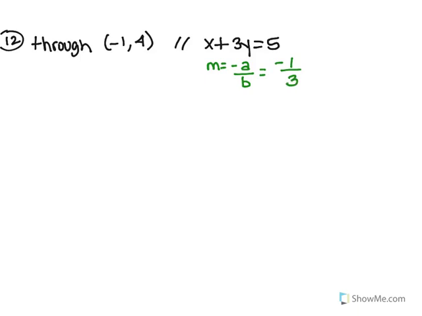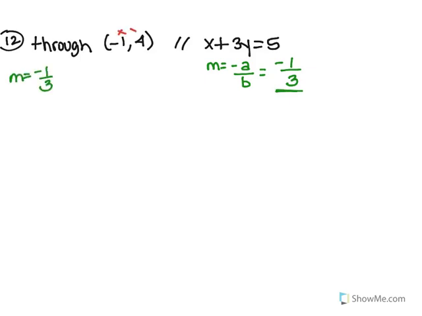Let's write the equation of a line that's going to go through the point (-1, 4), and it's parallel to x plus 3y equals 5. So our very first step is figuring out the slope for that equation, right? And I'm going to use the formula minus a over b. And that would be -1/3. Does everyone see that? That's the slope. Slope is -1/3.